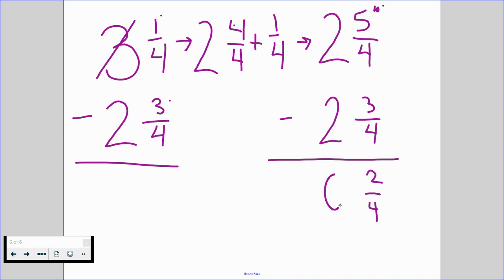2 take away 2 is 0. You don't have to write the 0, but I'm going to. And I also know that 2/4 is equivalent to 1/2. So just a quick review of some of our fraction skills.